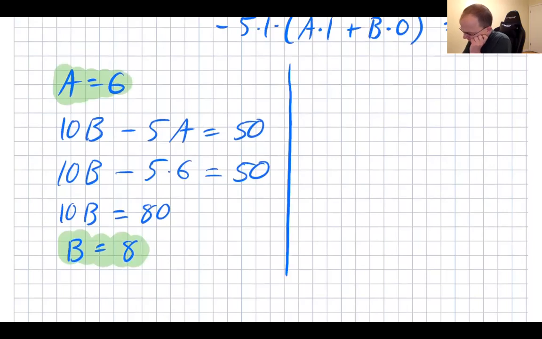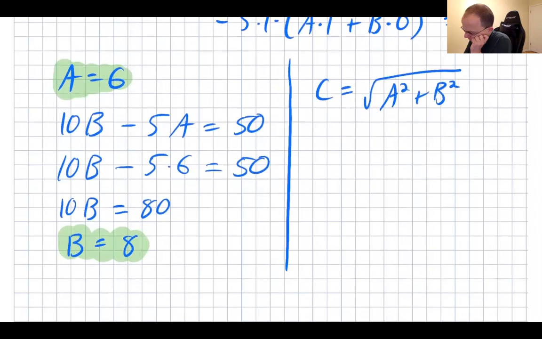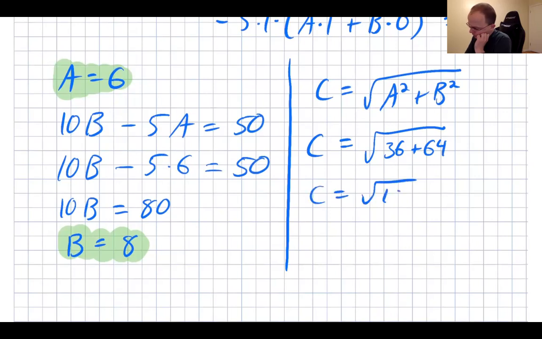So now I'll write down this c value. So c is going to be the square root of a squared plus b squared. And that will be equal to the square root of 36 plus 64. And that is the square root of 100. So c is the square root of 100. So c is equal to 10. Okay. So there's our c value.